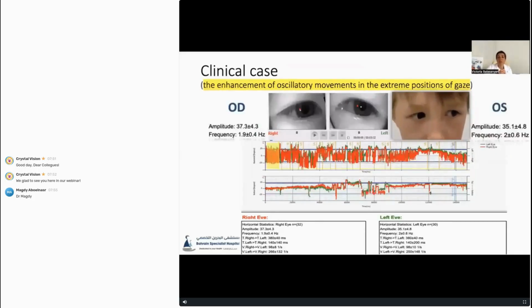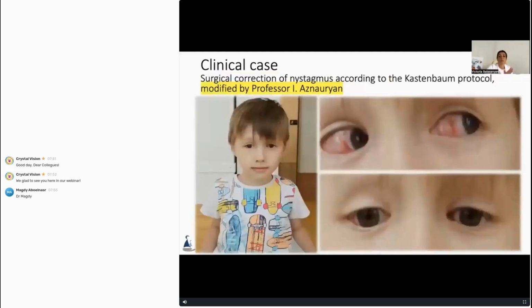Further, when the eyes are turned to the left, the nystagmus significantly increases, reaching an amplitude of 37 degrees. Subsequently, the patient underwent surgery following the custom-bound protocol, which involved weakening the muscle through deep recession. In this case, the procedure was performed as follows. For the right eye, deep recession of the lateral rectus muscle by 3 mm, and for the left eye, deep recession of the medial rectus muscle by 3 mm behind the equator.